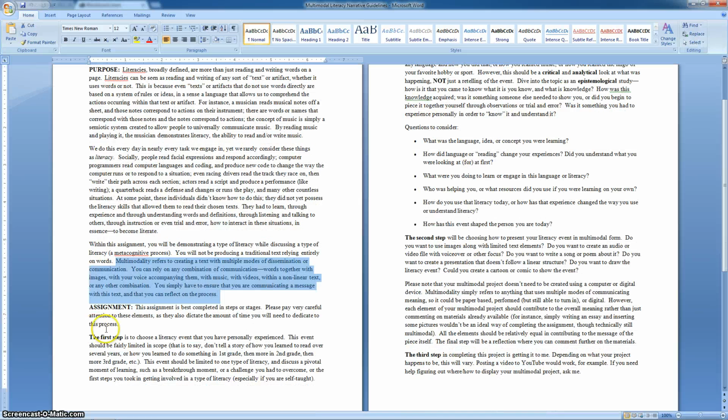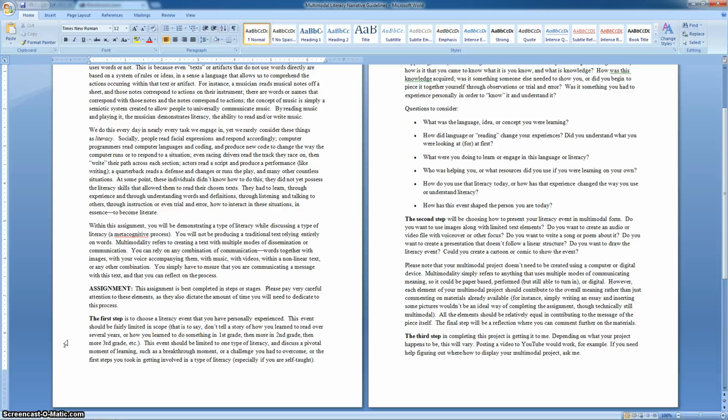But these guidelines give you 4 steps to help you get started on your multimodal literacy narrative if you choose to do such a literacy narrative. So like usual, choose a literacy event that you've personally experienced. Again, literacy in the broad sense, not just learning to read or write, but learning any sort of language or way of communicating, right? Like the regular written narrative, make sure you limit it to one type of literacy. Keep it narrow. The broader that you get, the more trouble that you have.